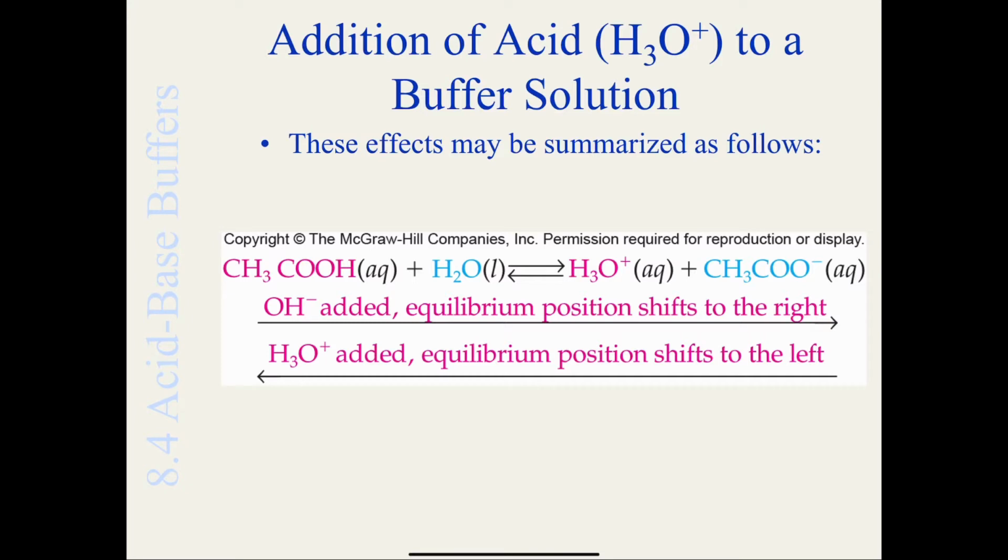The effects of the addition of a strong acid or a strong base can be summarized as shown here. If I were to add strong base to my buffer system, what am I doing? I would be consuming hydronium, or it would be reacting with hydronium. The net result is that my acetic acid is going to have to dissociate and push the equilibrium to the right to try to reestablish my hydronium ion concentration.